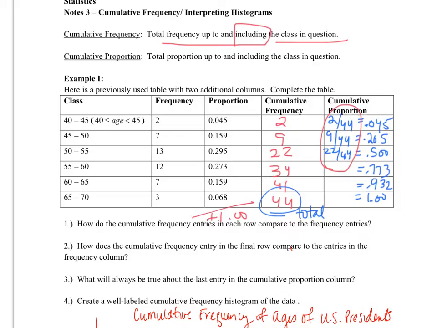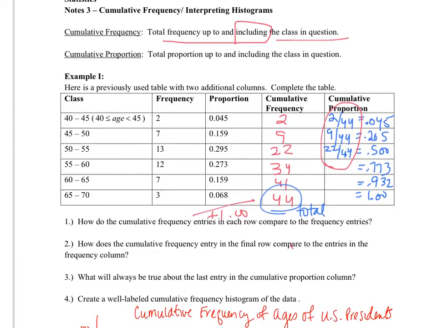The next few questions ask us about how a cumulative frequency compares to a typical frequency diagram. As you can see, for each row, our cumulative frequency is greater than or equal to our frequency. The only way that they would be equal would be if there was no increase for that class. As far as how a cumulative frequency entry in the final row compares to the entries in the frequency column, the sum of all of the frequencies is going to equal that last row, which is what we said right here when we said it's equal to our total.